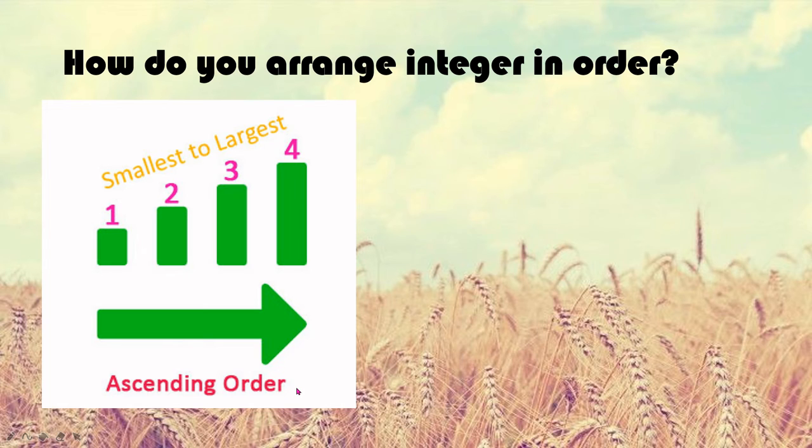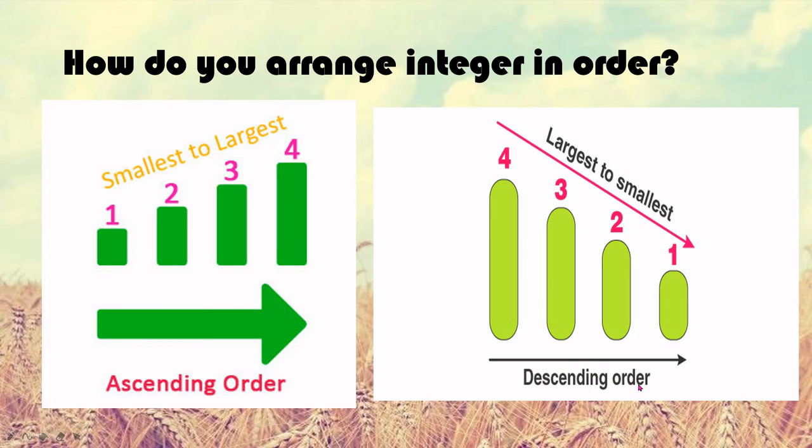Okay, ascending order. And then we got the descending order. Descending order is from the largest to the smallest.